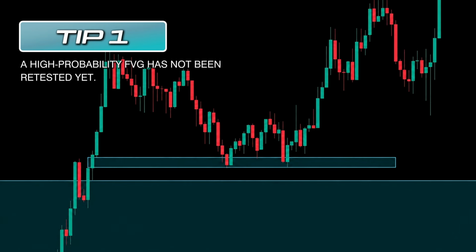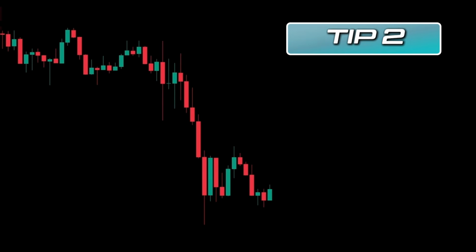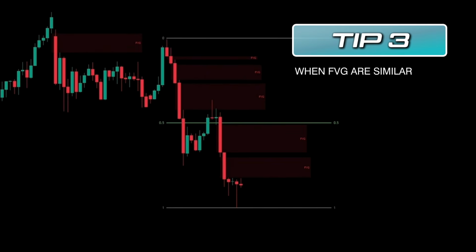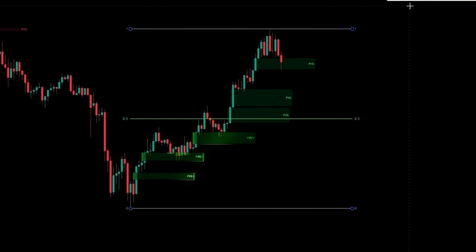But what do fair value gaps show in terms of price action? A bullish FVG shows a buy-side imbalance, meaning buyers were stronger than sellers, often because of big institutional orders. This creates an inefficient move in the market, and the price will usually return to the fair value gap area to fill or mitigate it.